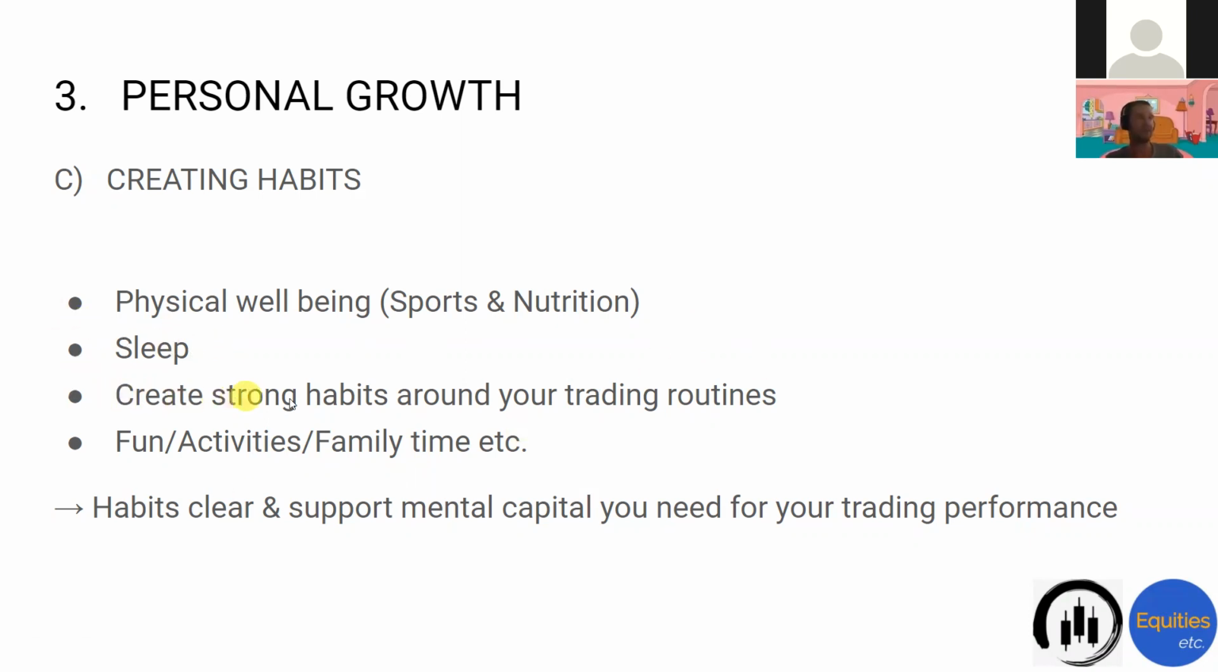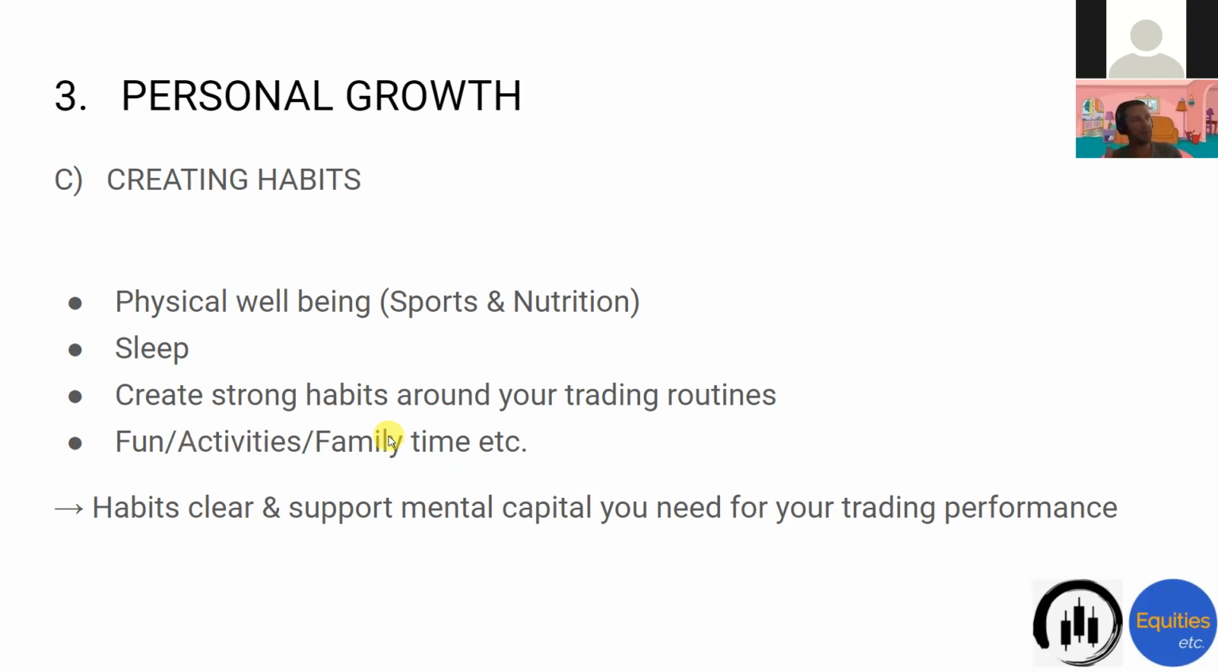Yeah, we talked about the strong habits around your trading routine. Extremely important. What's your pre-market routine? I think we talked about it last week. All the little things, my checklist that I'm doing. And then having habits for what I said before, fun de-stress activities, family time, also very, very important.